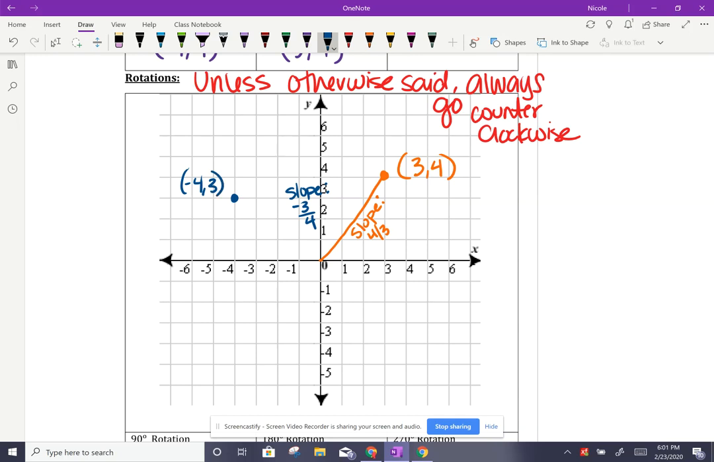So I took my original slope from my point 3, 4, and the origin. I found the opposite reciprocal, which is negative 3 over 4. And from the origin, I went up 3 and to the left 4 to find the point to which I would rotate. Now these two lines that meet at the origin are perpendicular. So if you look, I took my 3, 4 and rotated 90 degrees about the origin. 90, not 9.